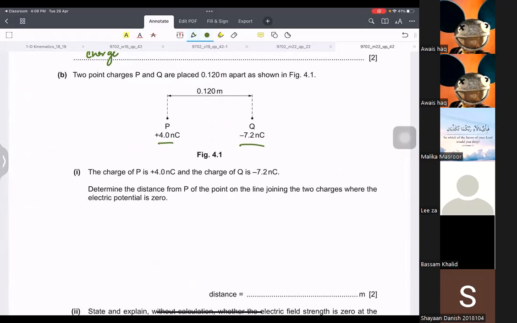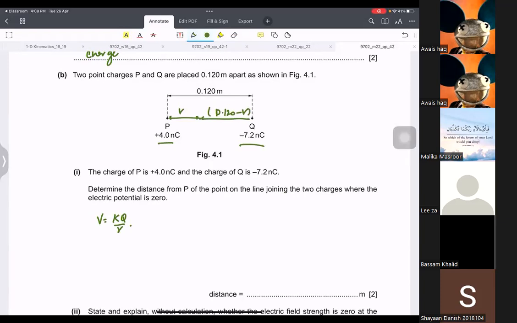So it's pretty simple. Potential is kq upon r, right? Now we have to do something like, let's suppose that this is the null point. I mean, not the null point. This is where the electric potential is 0. So let's call this R. The point will be a little bit on this side, I'm sure, because this charge is bigger. If we call this R, then this will be 0.120 minus R. Okay, so let's keep it like this.